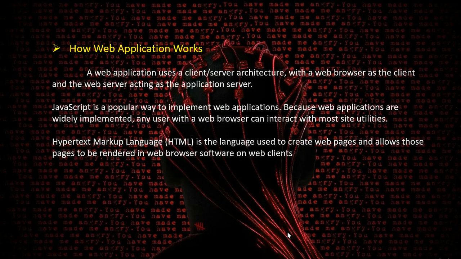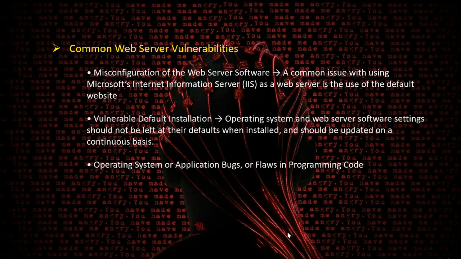If you look at how the web application works, it mainly uses a client-server architecture, with a web browser as the client and the web server acting as the application server. JavaScript is a popular way to implement web applications, because web applications are widely implemented and any user with a web browser can interact with most site utilities. HTML is the language used to create the web pages, and these pages are rendered in a web browser software on the web clients.